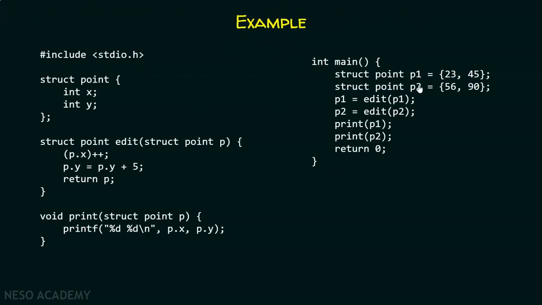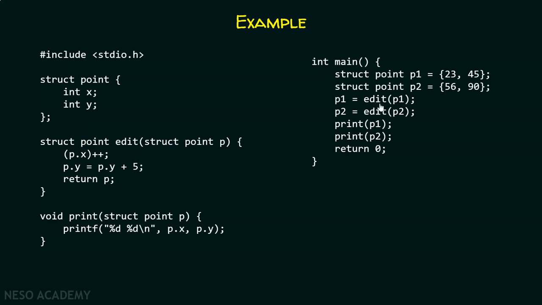Here in this main function I have declared these two variables p1 and p2. p1 is initializing these members, that is x and y, with these values, that is 23 and 45. p2 is initializing these members with these values, that is 56 and 90. Why is that so? p1 is of type struct point and you can see the type here. It consists of two members, x and y. And here you are just initializing these x and y variables, right?